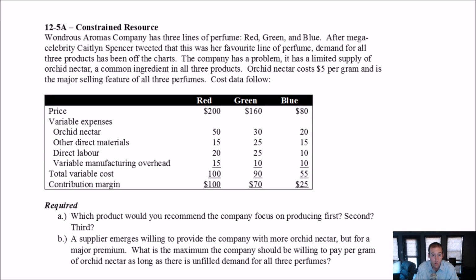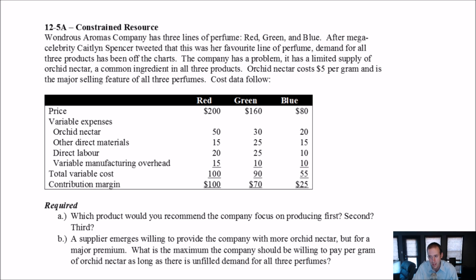Let's examine problem 12.5a, a constrained resource problem. In this problem, we have a wonderful dilemma. The dilemma is we have too many customers. We can't supply them all. How should we deal with the problem of having too much demand, not enough supply? There's some constrained resource that's saying we can't produce all that we want to produce. So let's read the problem and we'll talk about this dilemma.